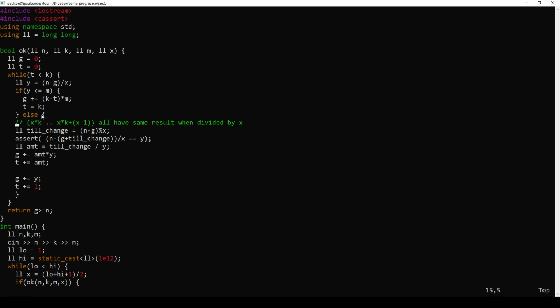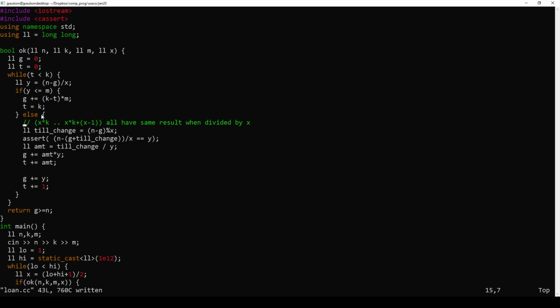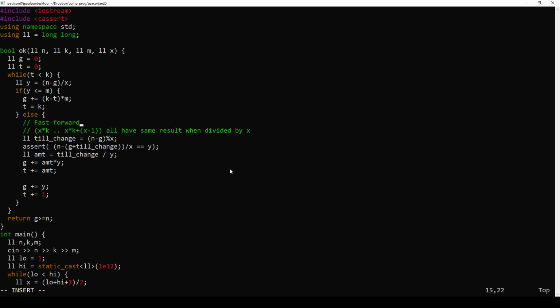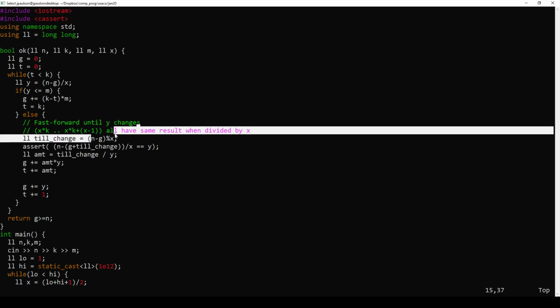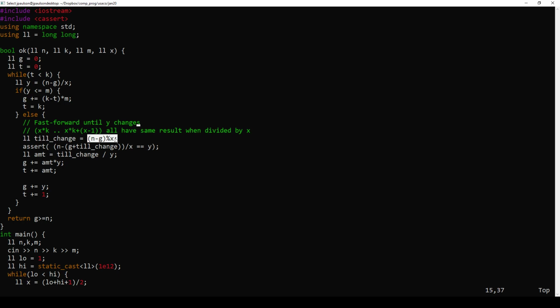This way of thinking about it is a little clearer. So if we're not done, then we want to fast forward through a bunch of iterations of this loop. So y changes. The point is that y only changes when you cross a multiple, when N minus G crosses a multiple of X. So how much further down do we need to go until we cross a multiple of X? That's exactly N minus G mod X. So that's what we're going to fast forward through.